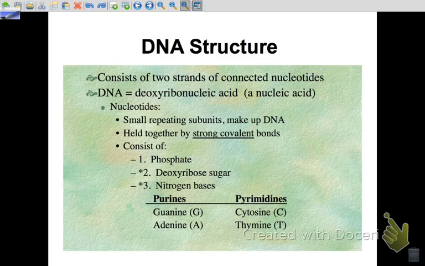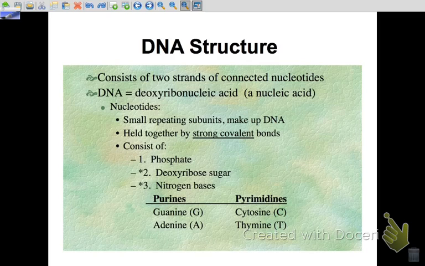nucleotides. Thousands and thousands and hundreds of thousands of nucleotides bonded together by strong covalent bonds. A nucleotide consists of a phosphate and a base bonded down one side, right? So a sugar, specifically deoxyribose sugar, a phosphate, and a nitrogen base. There are 4 nitrogen bases in DNA. Adenine, which pairs with thymine, and guanine that pairs with cytosine.